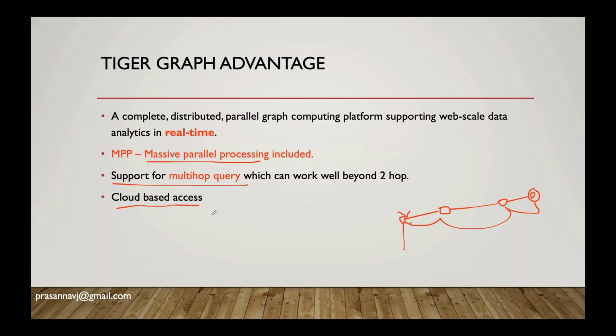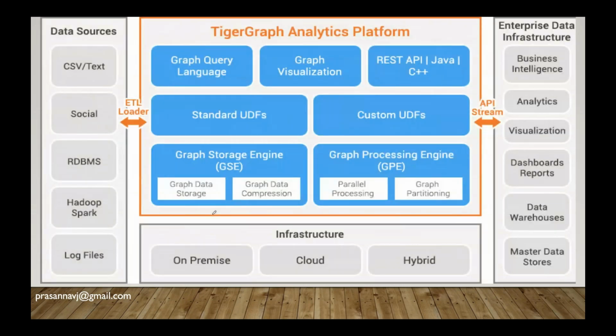Let's look at the architecture, what all the different bits and pieces of TigerGraph are. The left side talks about different data sources that can be integrated with TigerGraph, and the right side talks about your enterprise infrastructure. You have some data that is coming from either your social media feed. You can get the data from an external RDBMS or Hadoop, Spark, log files. All this information you can load into your TigerGraph using an ETL loader, and TigerGraph provides a storage engine and a processing engine.